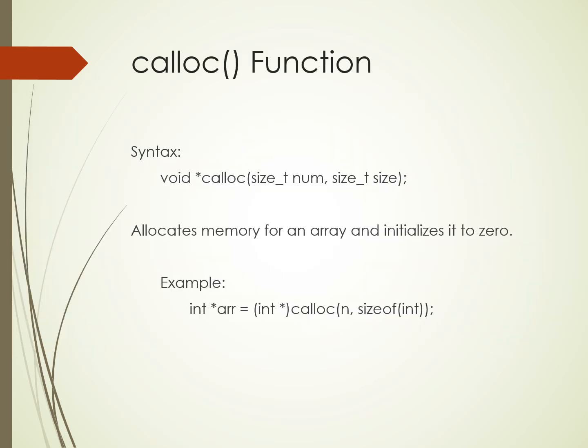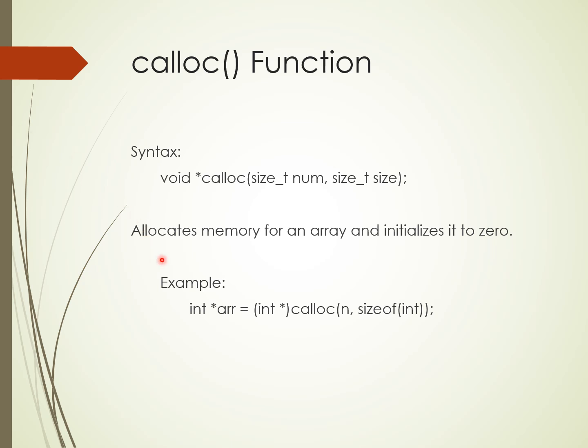Now let's talk about contiguous allocation, the calloc function. This function is similar to malloc, but with an important difference. Calloc not only allocates memory, but also initializes it to 0. It allocates contiguous memory space. So the syntax is as given here: data type star calloc, size underscore t num, size underscore t size.